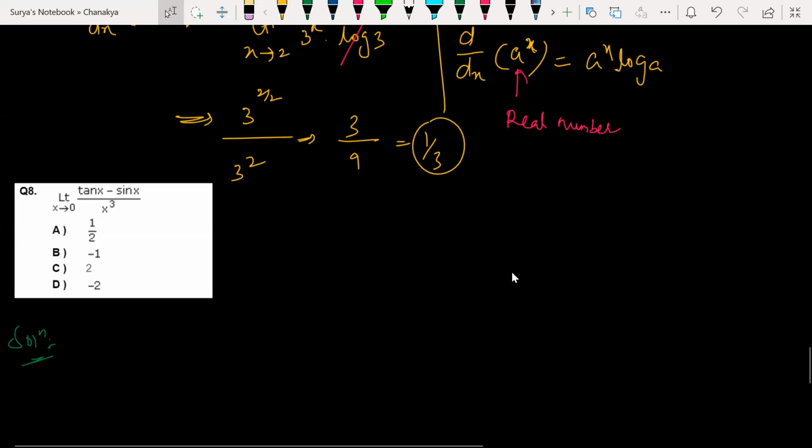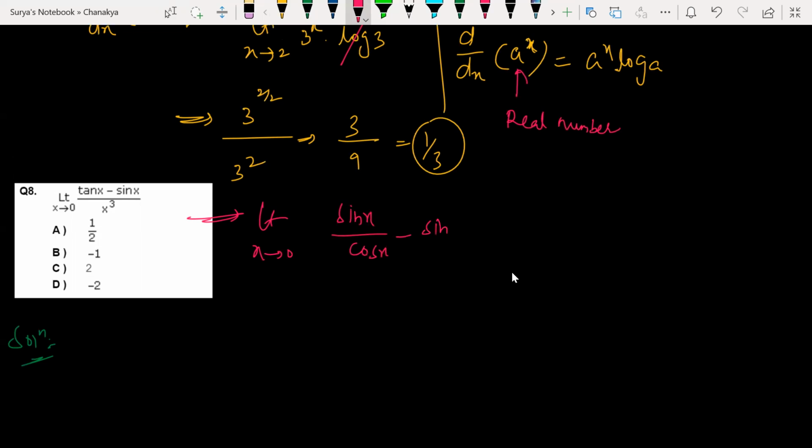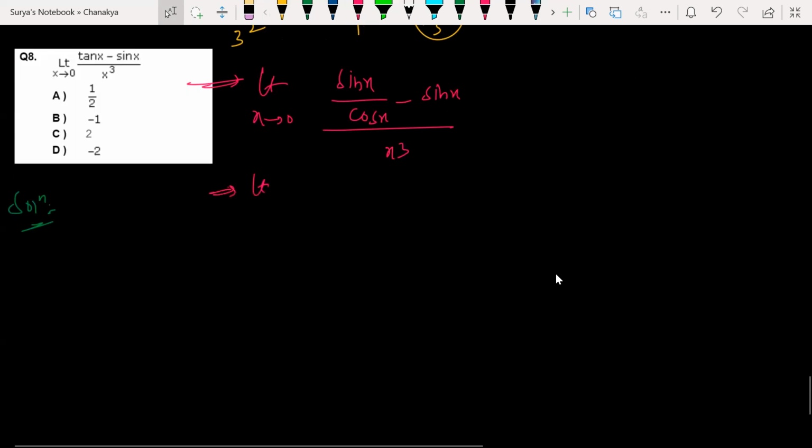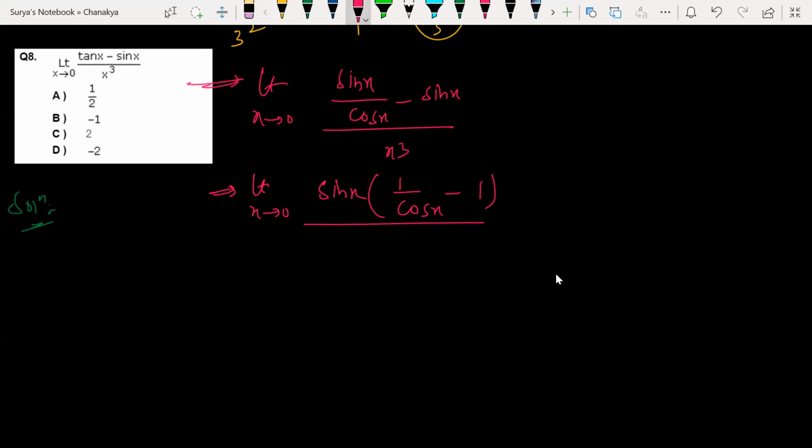Instead of doing this stuff, can I do it simply: tan x can be written as sin x by cos x minus sin x by x cube. Can I write like that? So can I take sin x common? What do you remain with now? 1 by cos x minus 1, divided by x cube. Yes or no?